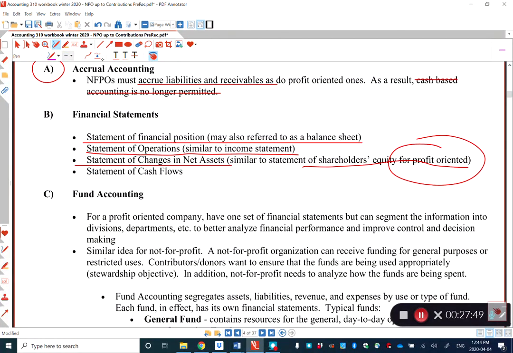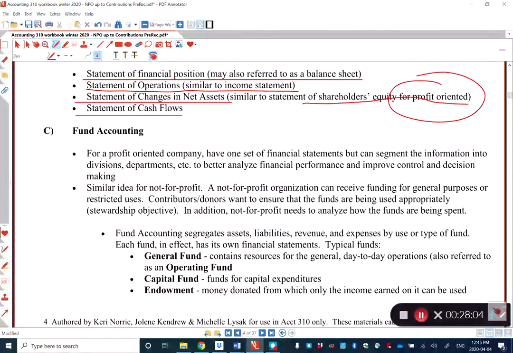Statement of cash flows generally is very similar to what you would see for that of a for-profit enterprise, and we are not in this class, hallelujah, going to talk about the statement of cash flows for a not-for-profit organization. So I think I'll pause this here and I'll come back and talk specifically about fund accounting.